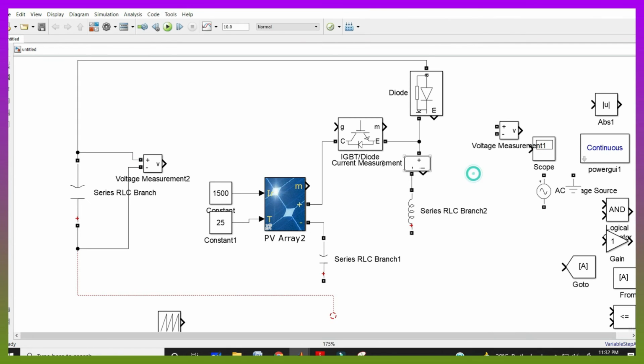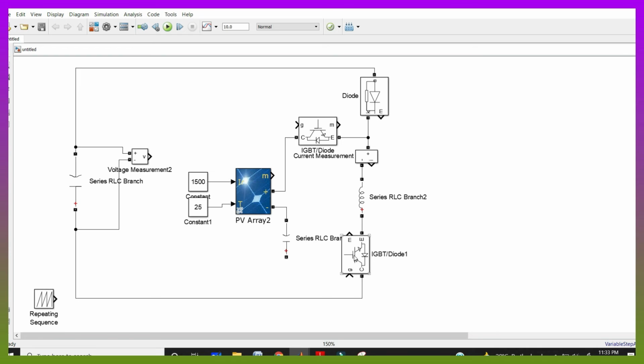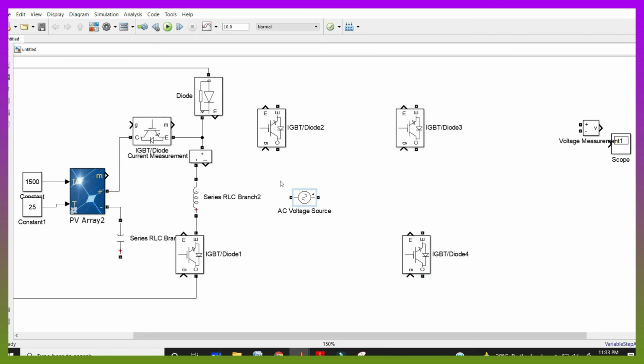Now take another switch and give it below and connect it to the inductor and this capacitor, and take the remaining 3 switches also. In total we have 5 switches, right? So take like this. And take the grid here, and we also need some inductor for the grid. Take the inductor also and connect.